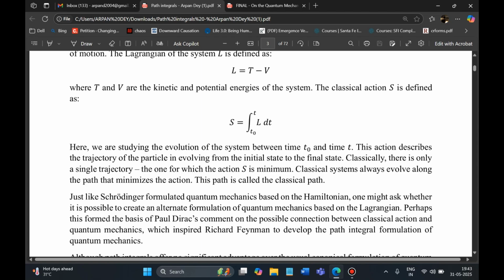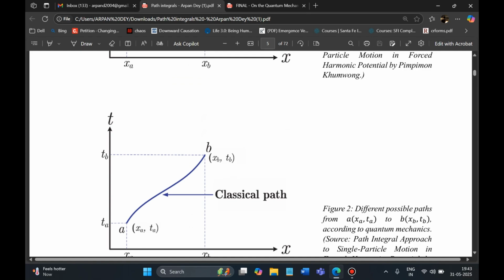But we cannot do the same in quantum mechanics because in quantum mechanics, you see, there are many possible paths. This is the classical path.